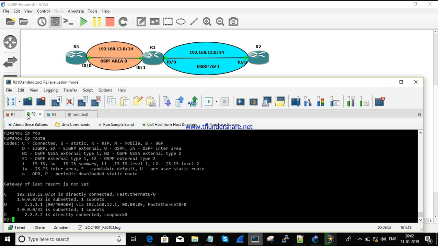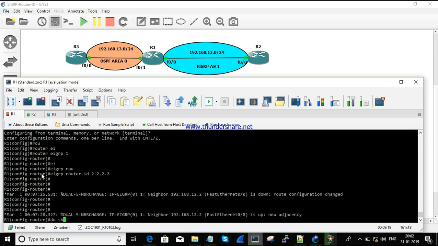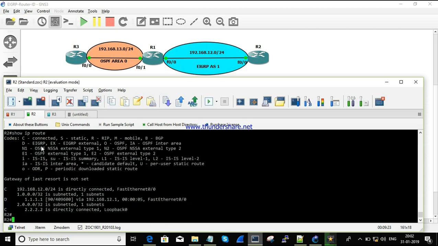The reason is that redistributed networks will not be advertised if both EIGRP neighbors have the same router ID. But you can see the own origin information, that is, the EIGRP information 1.1.1.1 will be here in R2. Only the redistributed routes will not be available. Other than that, all other information will be available in the routing table of R2.